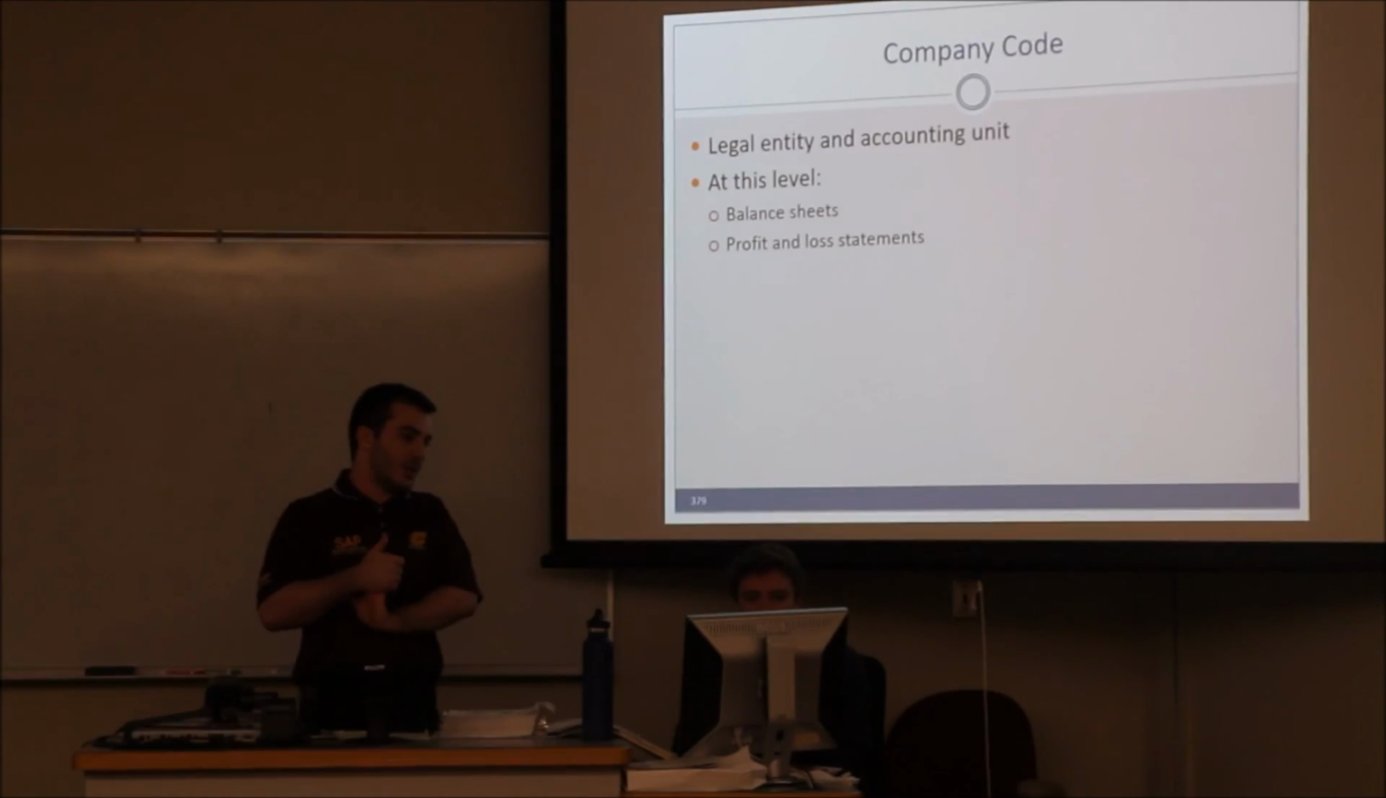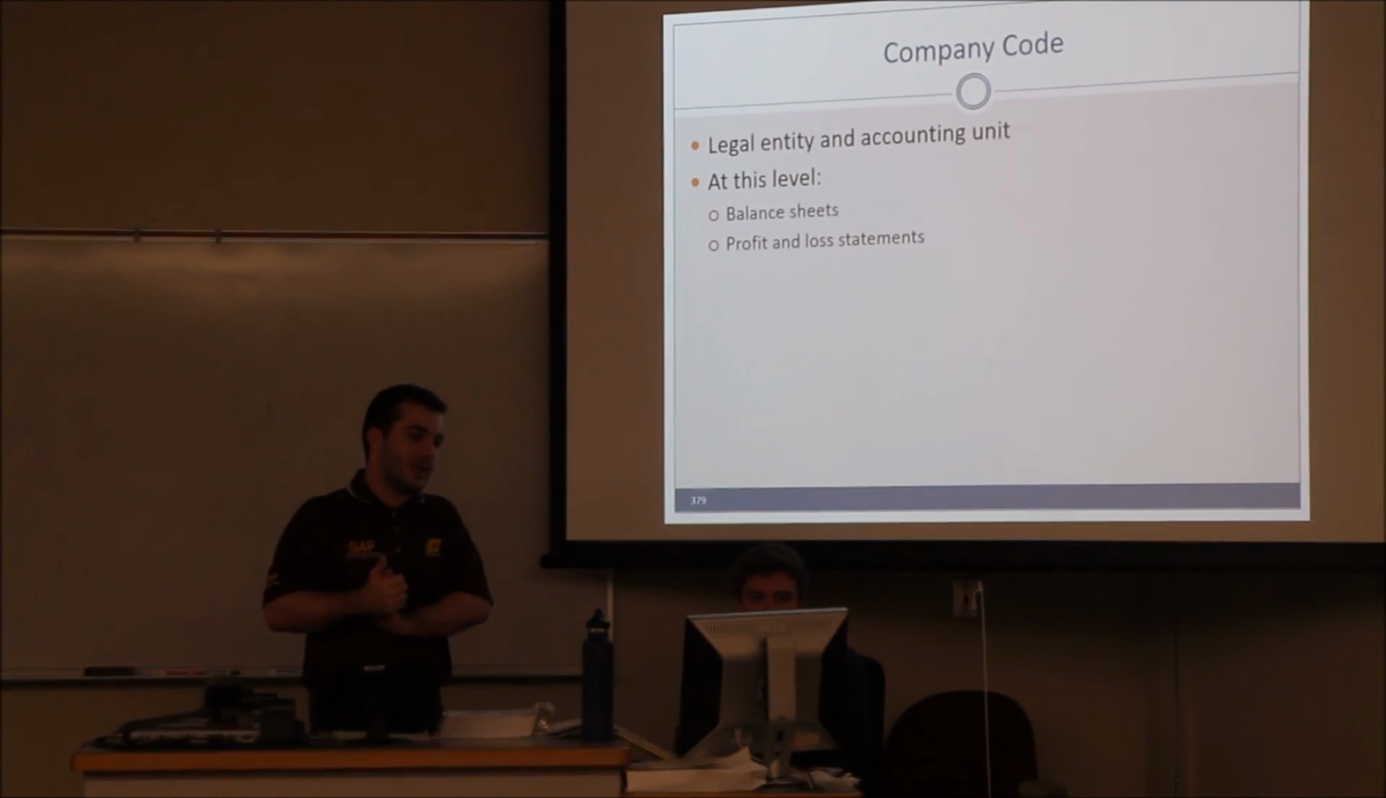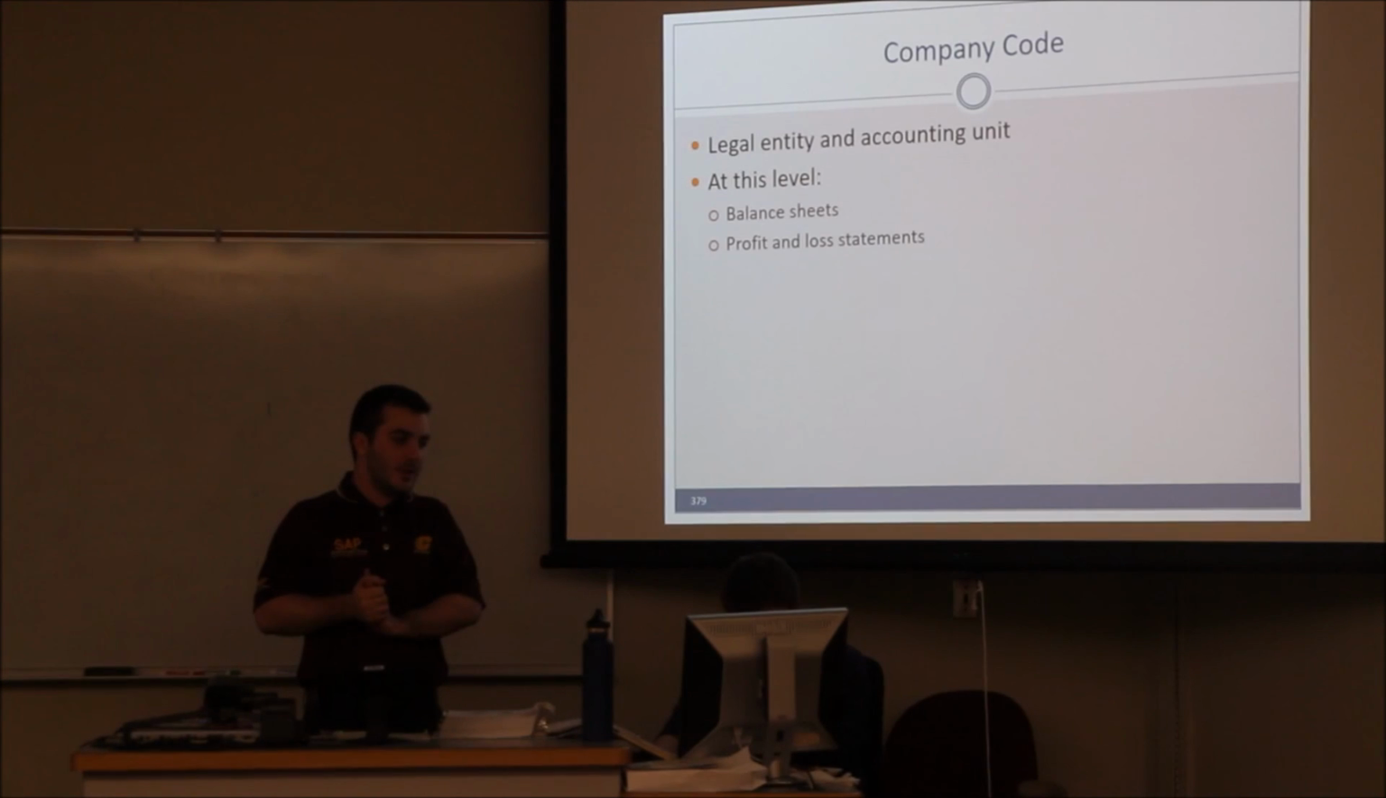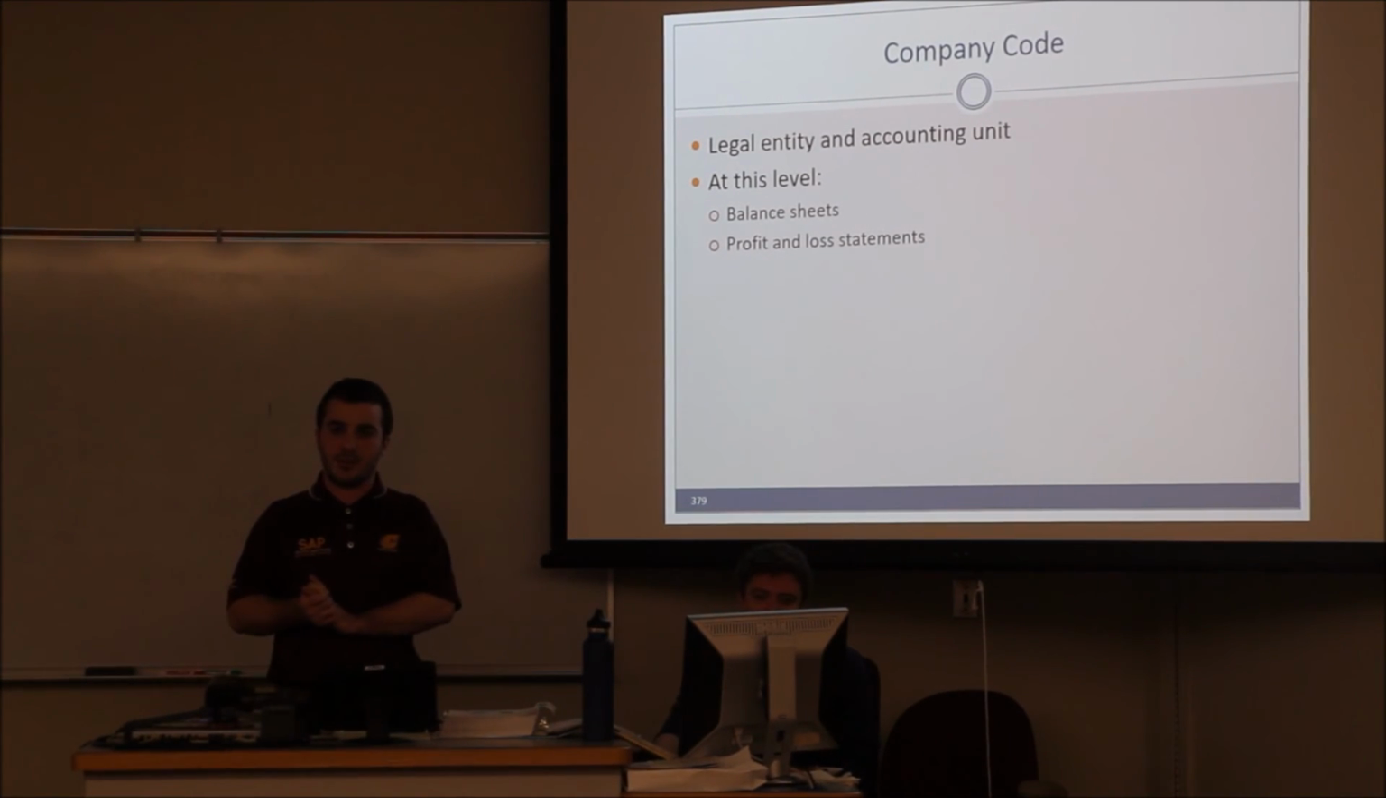Company code is a legal entity and accounting unit that's represented within an organization. And at this level, this represents the balance sheets and the P&L statements for companies. Because balance sheets and P&L statements are for an individual company, let's say we can take, for example, Kraft. Kraft has many branches, and this represents the individual balances and profits and loss for that individual sector.